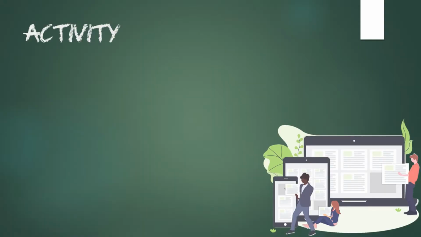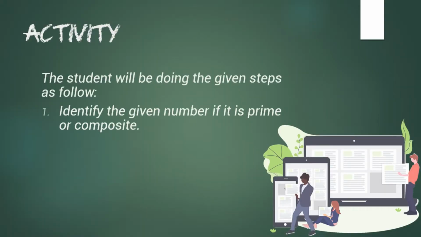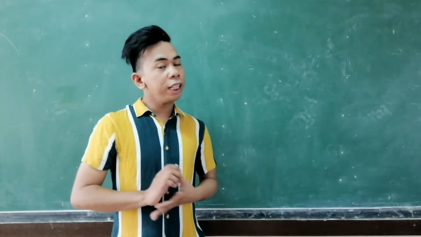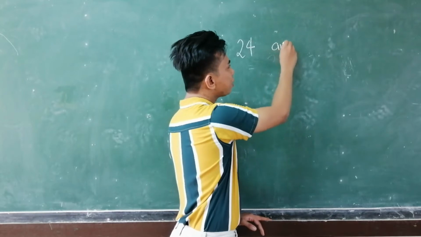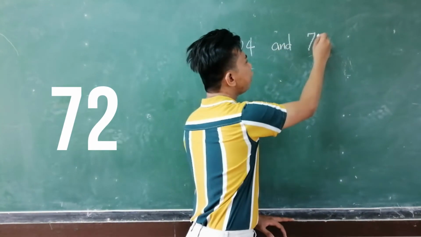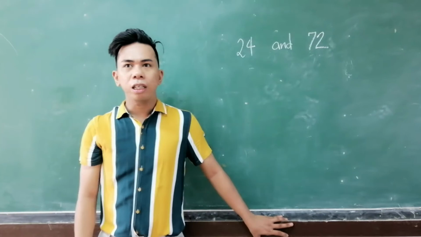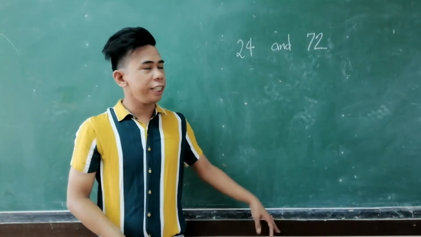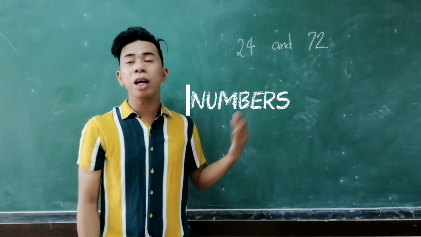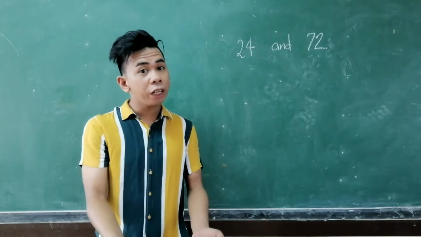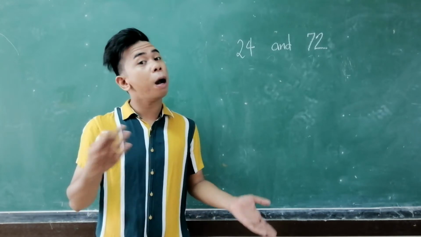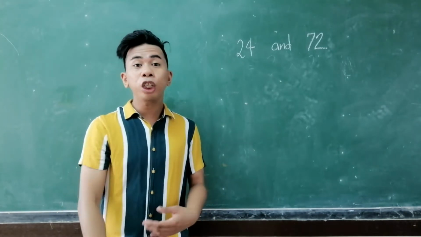Okay. So step 1, identify if the given number is prime or composite. Let's take for example, I have my own pair of numbers, 24 and 72. So first step, obviously, 24 and 72 are composite. So better if you know whether each number in your pair is prime or composite. Determine it first.